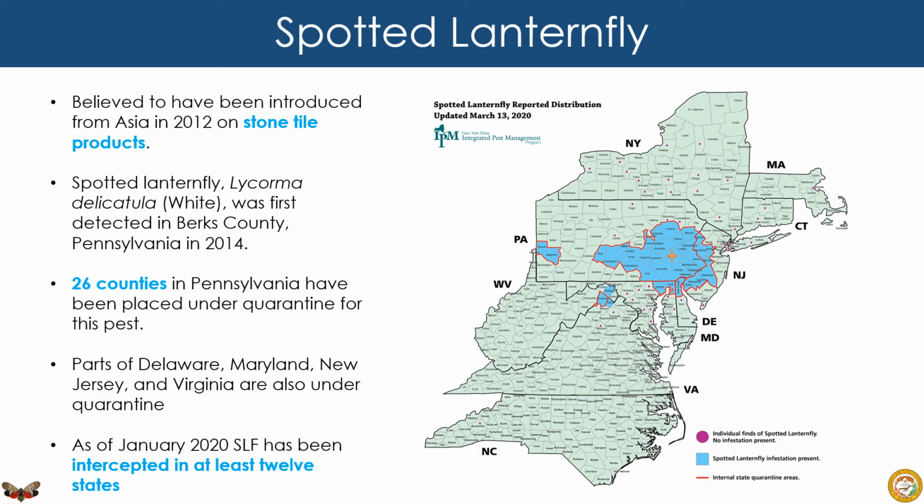So far, Pennsylvania, Delaware, Maryland, New Jersey, and Virginia have areas under quarantine for this pest, marked with a red outline on the map. Areas in blue on the map have known reproducing populations of spotted lanternfly. The purple dots indicate a life stage was found, but upon investigation determined to be a one-off incident and not an established population. You'll notice we have one of these interceptions in North Carolina in Buncombe County. We trace that interception to a shipment from Pennsylvania. To date, 12 states have intercepted spotted lanternflies so far.